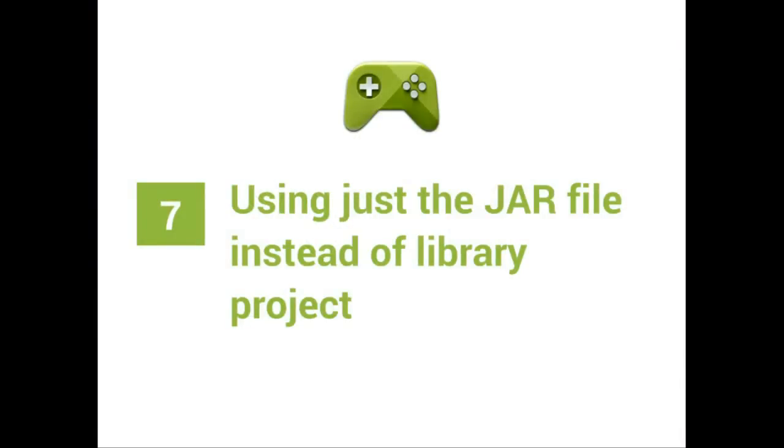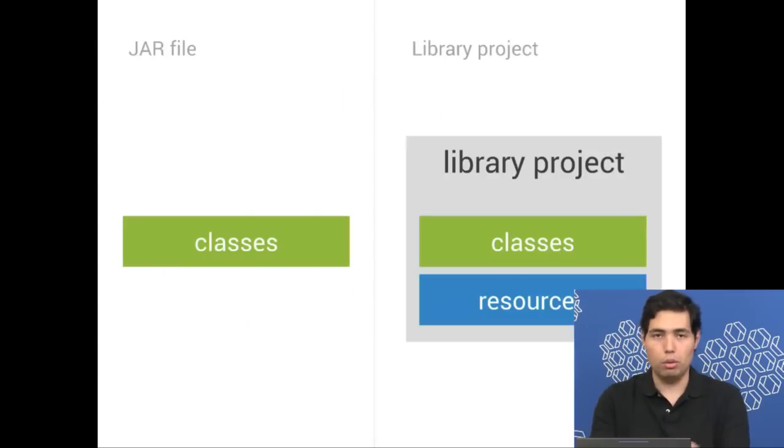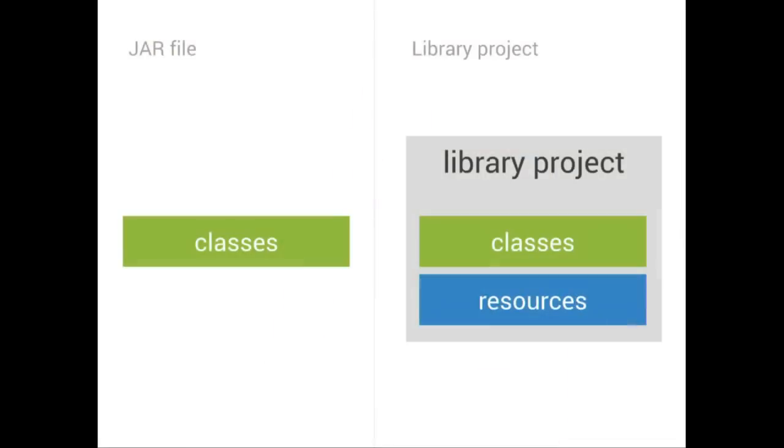So first of all, let's talk about using the jar file instead of the library project. As you know, when you're using Google Play Game Services, you have to include the Google Play Services library project. And if you're using our samples, you have to include the base game utils library project. The mistake that some developers make is thinking that library projects don't mean anything and they can just include the jar files. Well, jar files are just classes, while library projects wrap classes and resources into the same bundle.